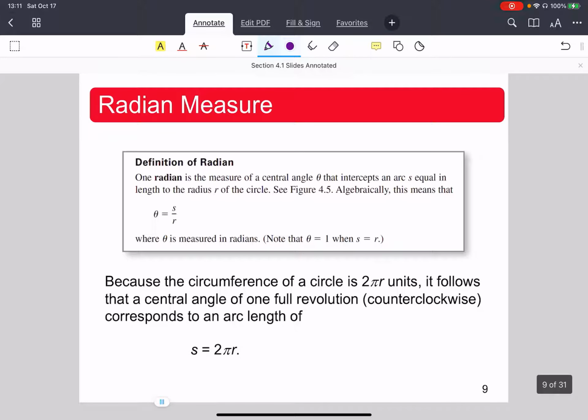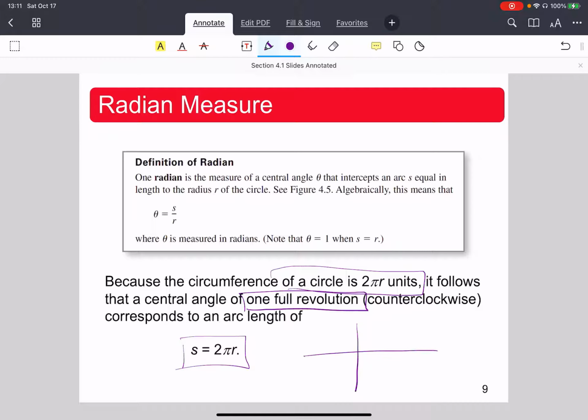Here we have the formal definition, as you can see. Because the circumference of a circle is 2 pi r, it follows that if we have one full revolution, we're going to end up having the arc length being 2 pi r. You may be wondering, how does that happen? So let me show you how that actually happens.